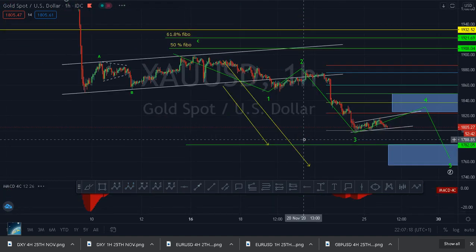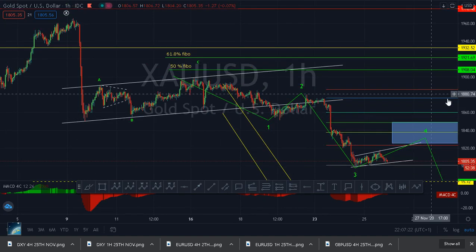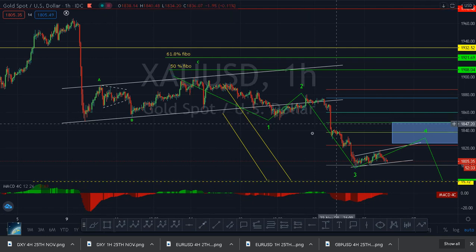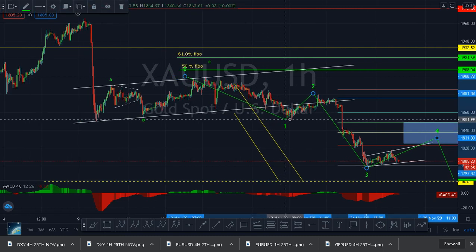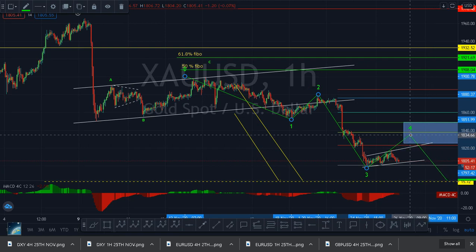So I will stop here. There is nothing to show on 1 hour because it's the same chart, the same move. You can see the end of the previous correction. Wave 1, wave 2, 3, 4 is going to come somewhere here. You get 4 somewhere here, then 5. So that's all for gold.